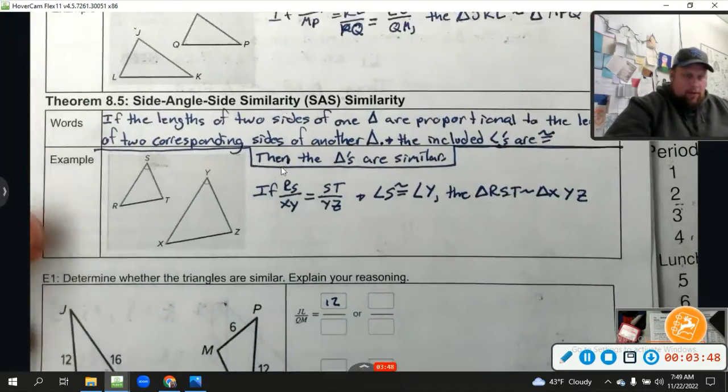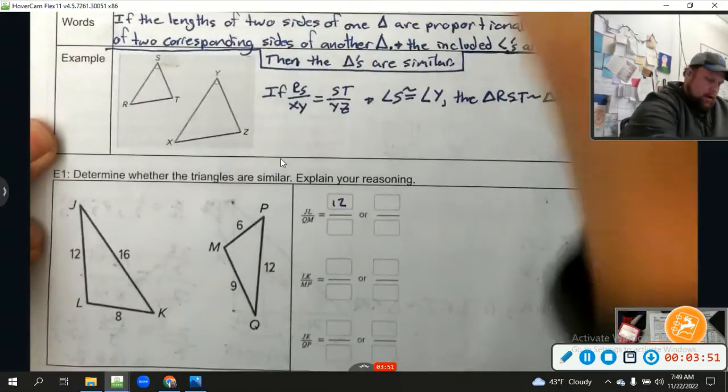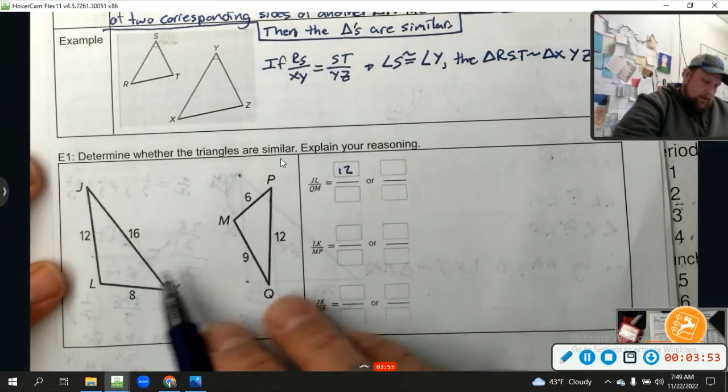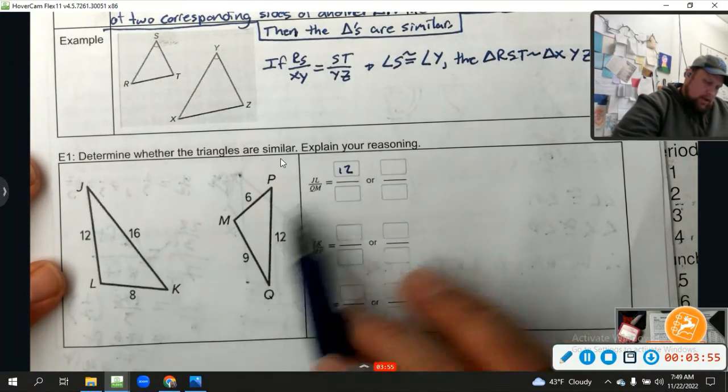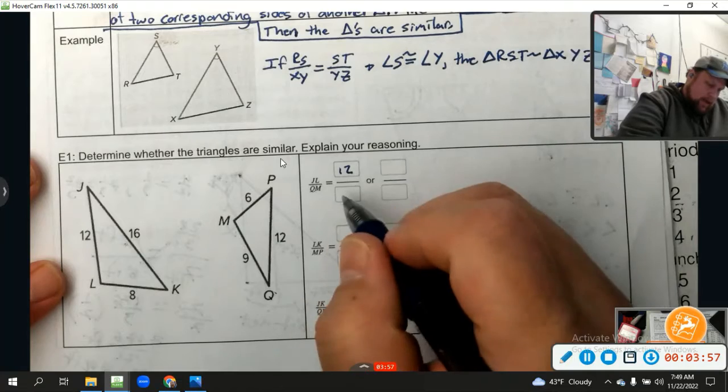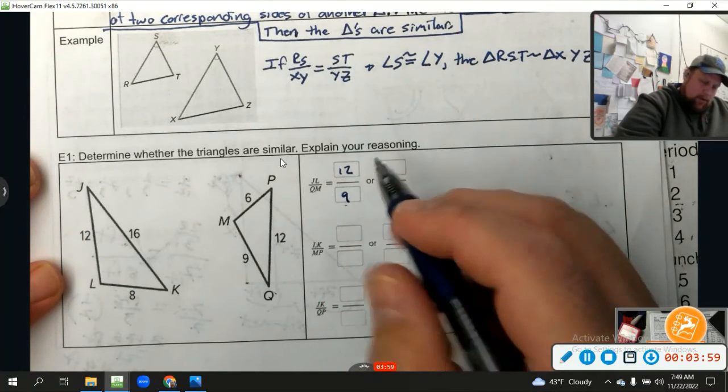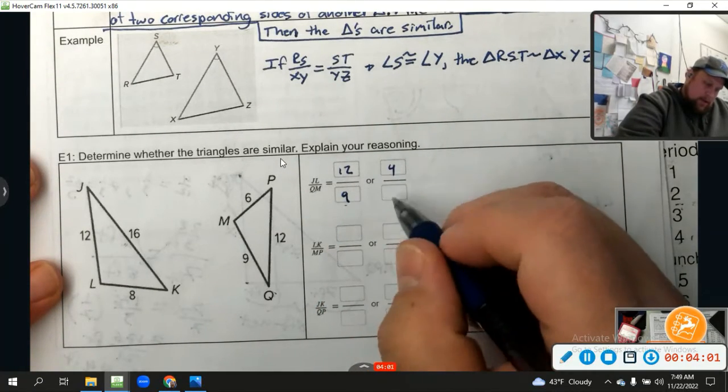Okay, you'll see I have them written down. Boom. Let's look down here. So let's do this. We're going to work on side, side, side. So I know that JL is 12. I know that QM is 9. 3 goes into both of those. 3 goes into 12 4 times. 3 goes into 9 3 times.